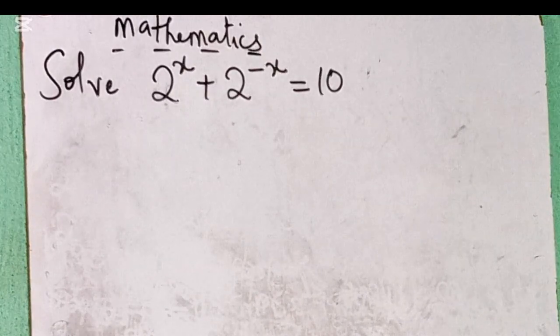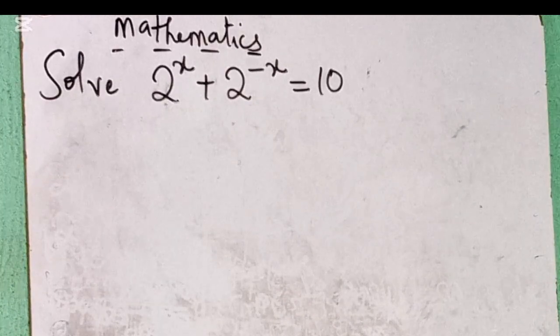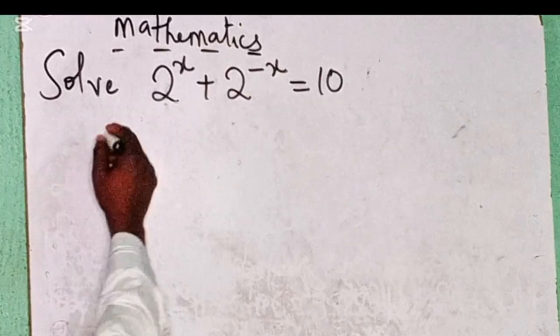Now there's a question on the board for us to solve. It says solve 2 raised to the power x plus 2 raised to the power minus x equals 10. Alright, so how do we solve this question? Let us go.